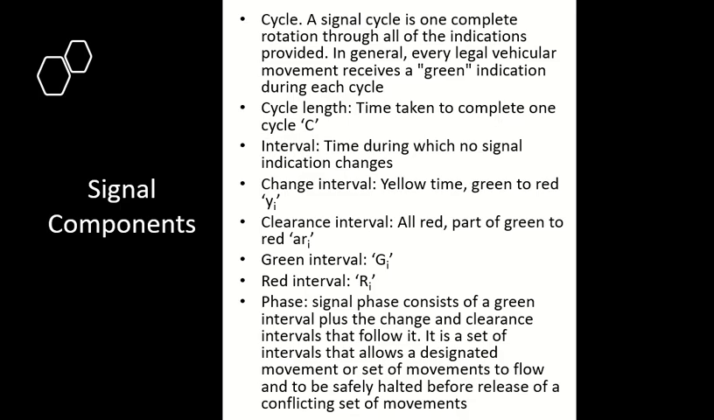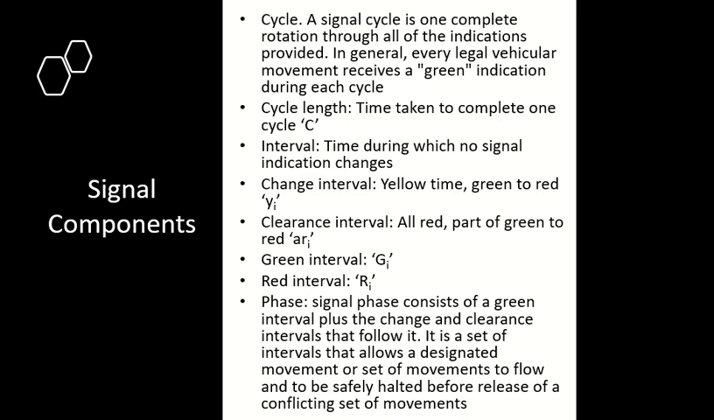Then we have the interval. An interval is the time of one signal indication, one signal light. During one interval, the signal light remains the same; it doesn't change. Then there can be different types of intervals. We have the change interval, which is another name for yellow.